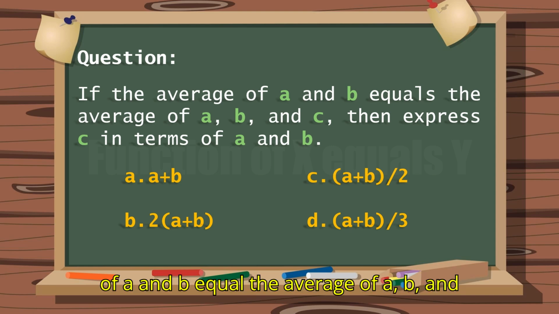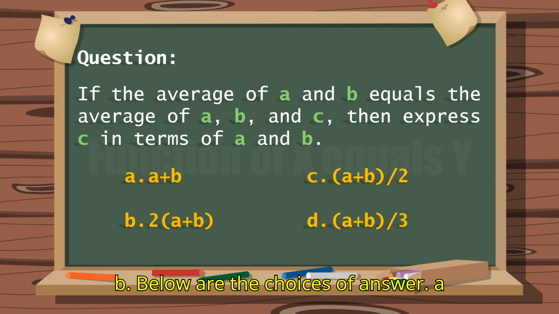If the average of A and B equals the average of A, B, and C, then express C in terms of A and B. Below are the choices of answer. A is A plus B. B is 2 times A plus B. C is A plus B divided by 2. D is A plus B divided by 3.